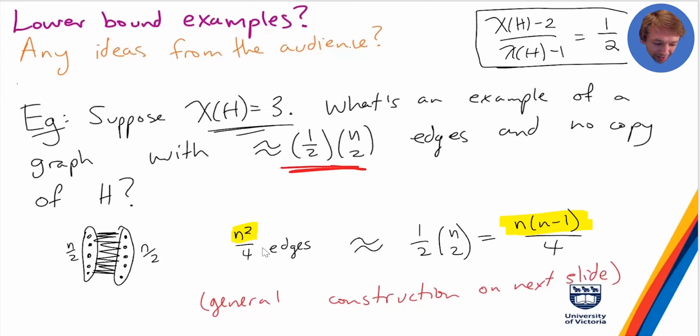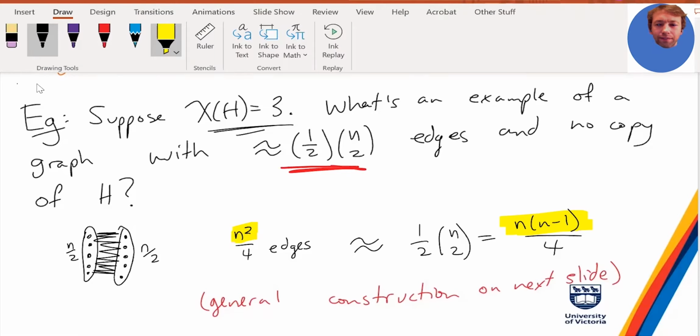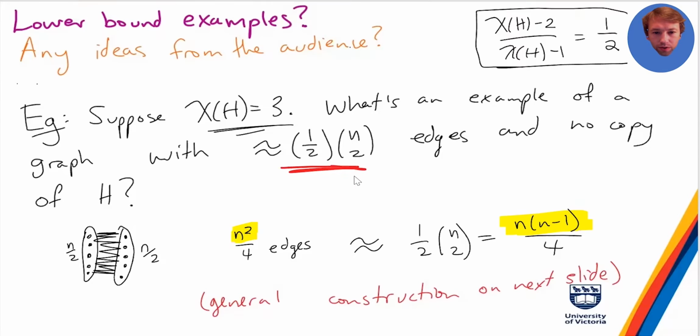You actually don't need an epsilon in the lower bound, because you have this nice construction. Is that clear? So if you want to avoid something of chromatic number 3, just take a complete bipartite graph.